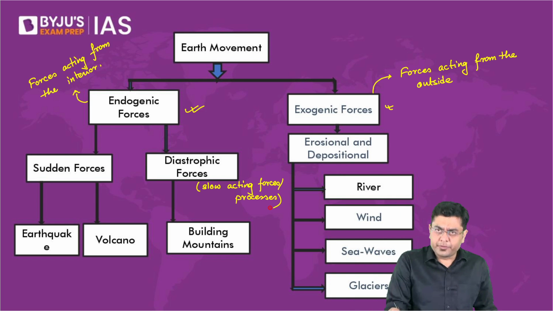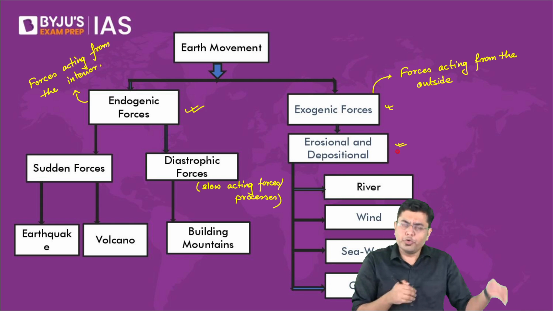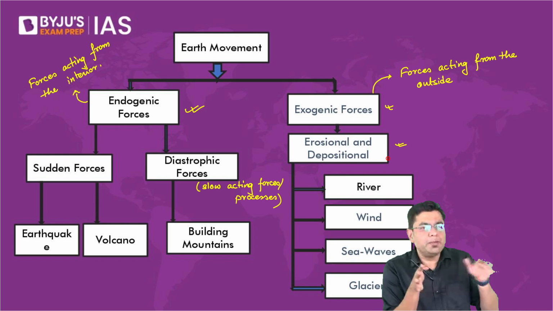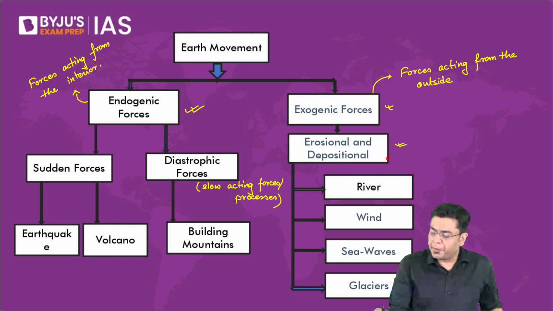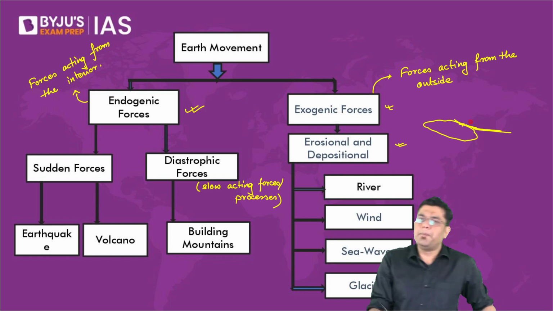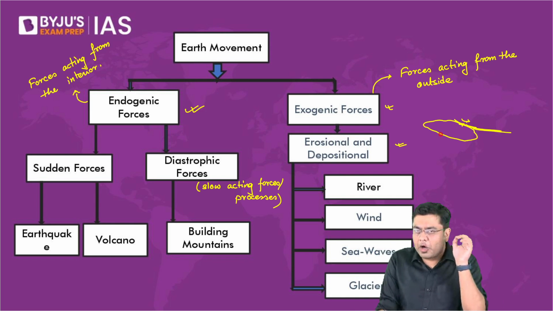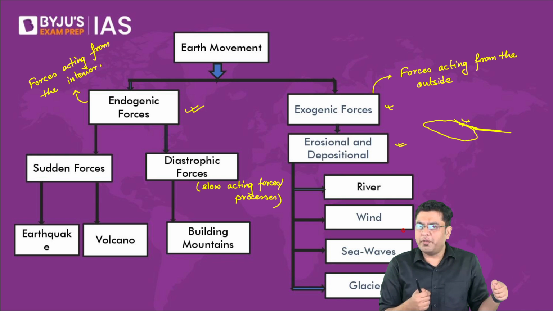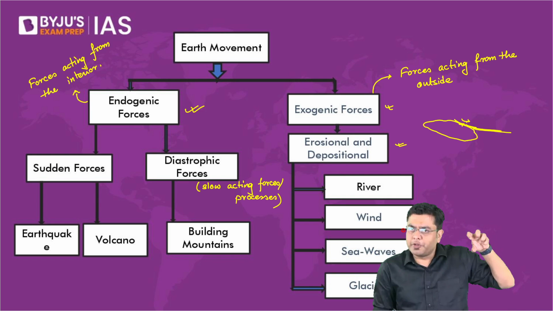But when we talk about exogenic forces, one part is erosion and deposition. What is erosion? Erosion is the process where some part of an existing material is removed from there. Let's suppose you have a particular rock, and on top of that rock there is a river moving. Every day, the river will carry some particle of that rock along with it, and the size of the rock will keep on reducing.